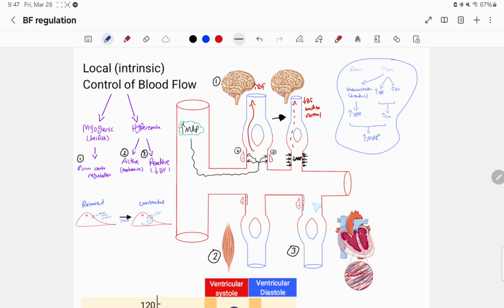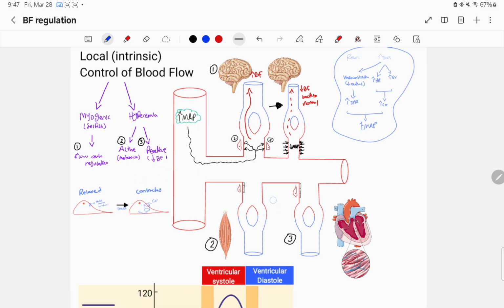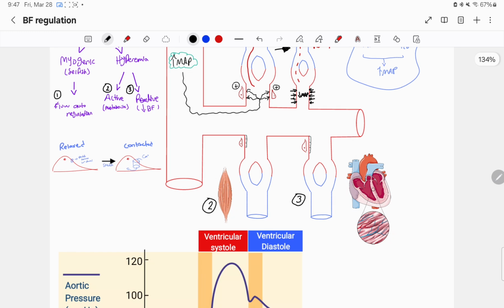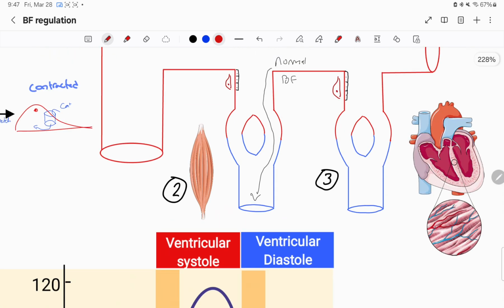Okay, now we're going to talk about the hyperemic response, active and reactive. So with the active hyperemia, it's actually quite simple. Let's say that I have a normal amount of blood flow coming to my skeletal muscle capillaries. But then, let's say I decide to start exercising. Okay, boom, boom, boom. I decide to exercise. My skeletal muscle is now super active.